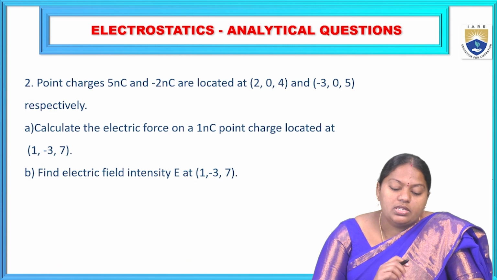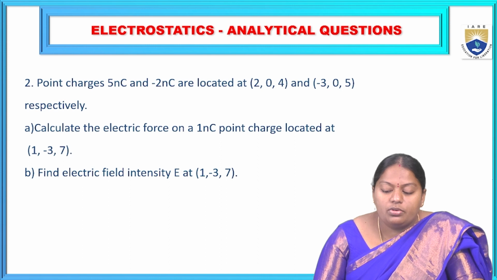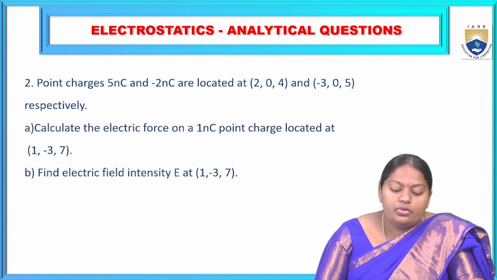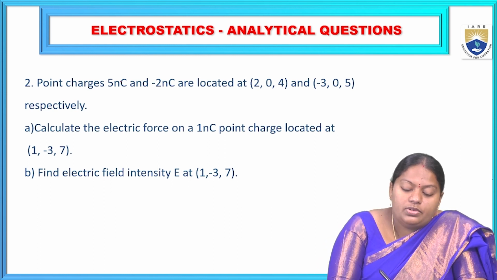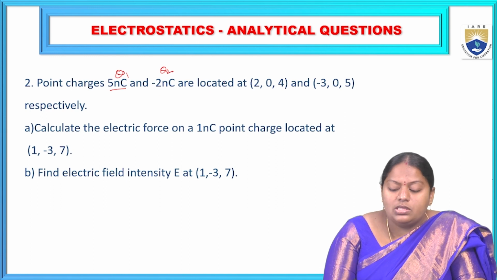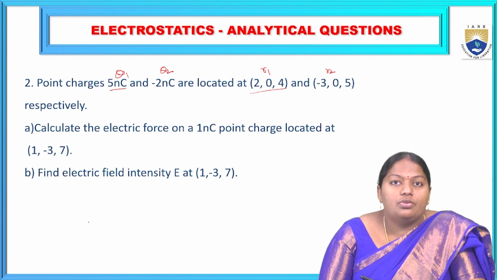Next, again, point charges 5 nanocoulombs and minus 2 nanocoulombs are located at (2, 0, 4) and (minus 3, 0, 5) respectively. Then calculate the electric force on a 1 nanocoulomb point charge located at (1, minus 3, 7) and the electric field intensity E at (1, minus 3, 7). So generally, first of all we need to identify what is given. Means Q1 is equal to 5 nanocoulombs and Q2 equal to minus 2 nanocoulombs, and R1 is given as (2, 0, 4) and R2 is (minus 3, 0, 5).